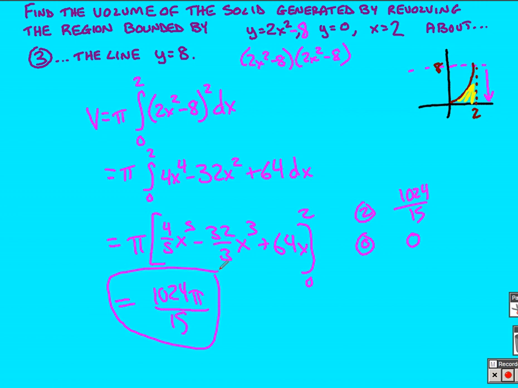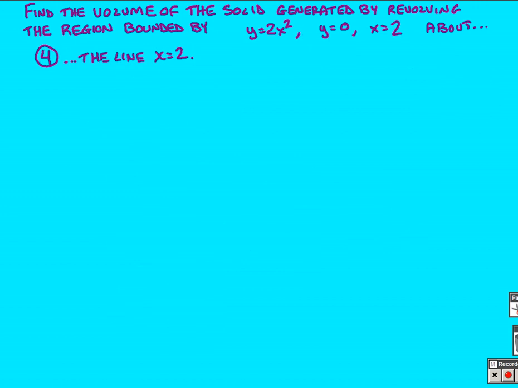All right, number 4. This is one where we said don't worry about solving it, just set it up. We're going to first say, well, the line x equals 2, that was that vertical line over here. So that means because it's a vertical axis, I need to get it in terms of y. And we said that I got that x equaled the square root of y over 2. That's what we get in number 2.